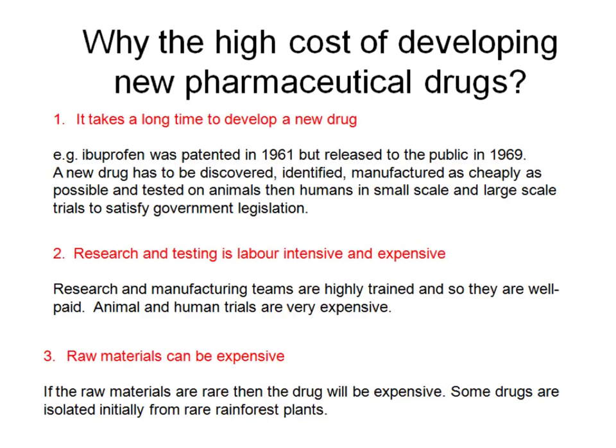Secondly, research and testing is very labour intensive and expensive, and it requires highly skilled and highly paid workers in order to do this. Raw materials can also be very expensive. Some raw materials for new drugs come from, for example, South America, and therefore they have to be extracted and transported to Britain in order for them to develop the drug before perhaps those raw materials can be made synthetically.